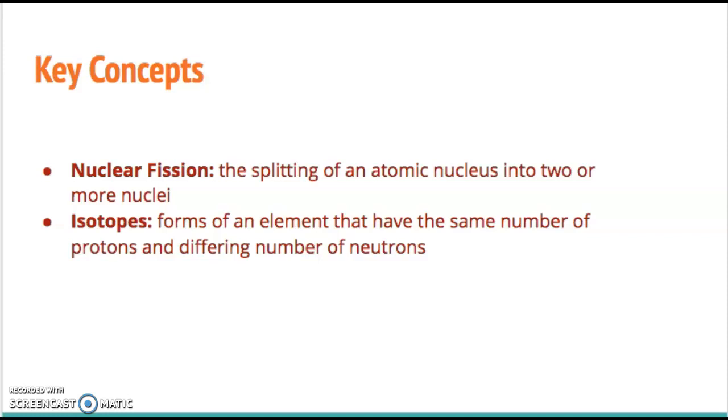So a couple key concepts that we need to understand for this are nuclear fission, which is the splitting of an atomic nucleus into 2 or more nuclei. And another big one is isotopes. So these are forms of an element that have the same number of protons but differing number of neutrons. So it's still the same element, but the composition of each isotope is a little bit different.